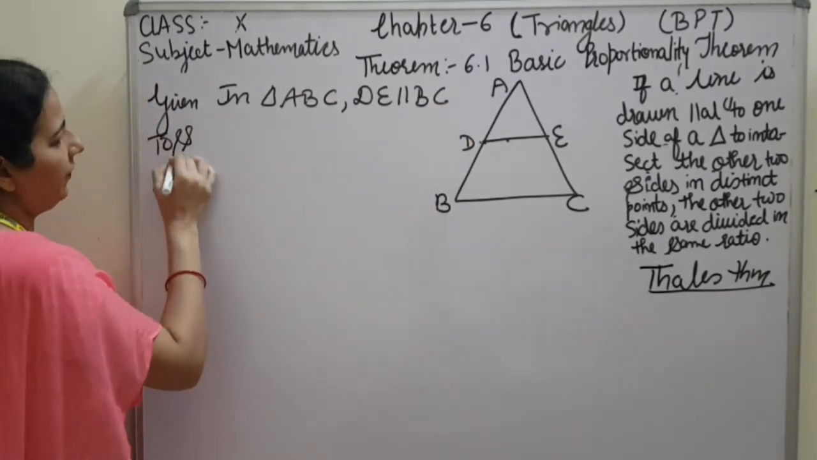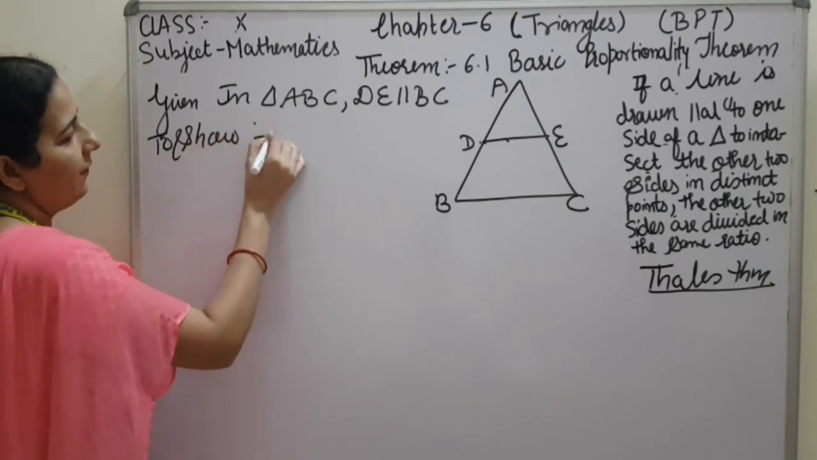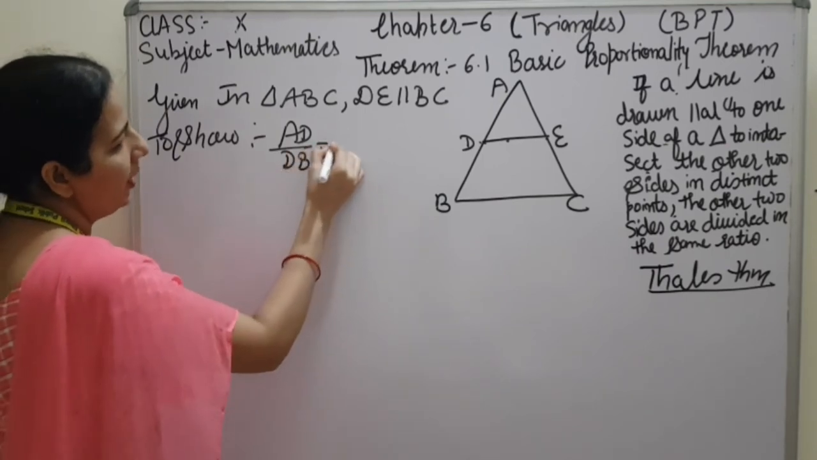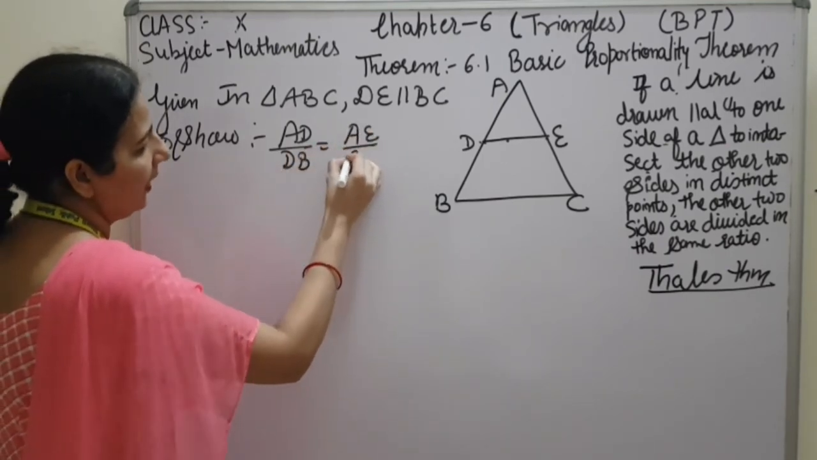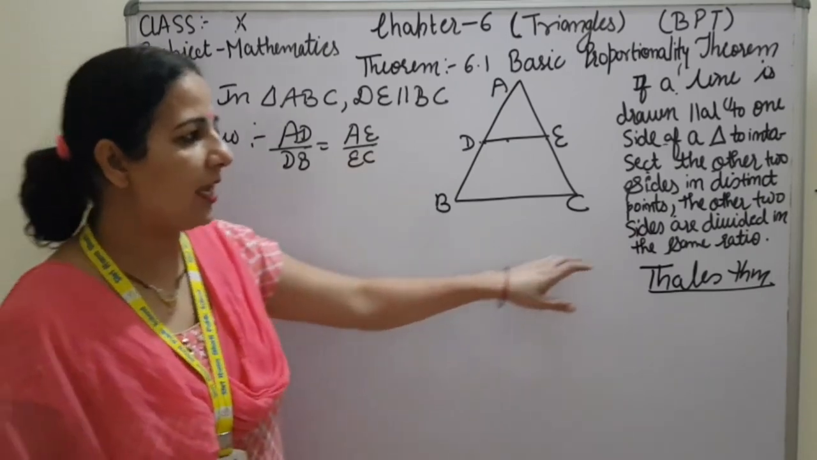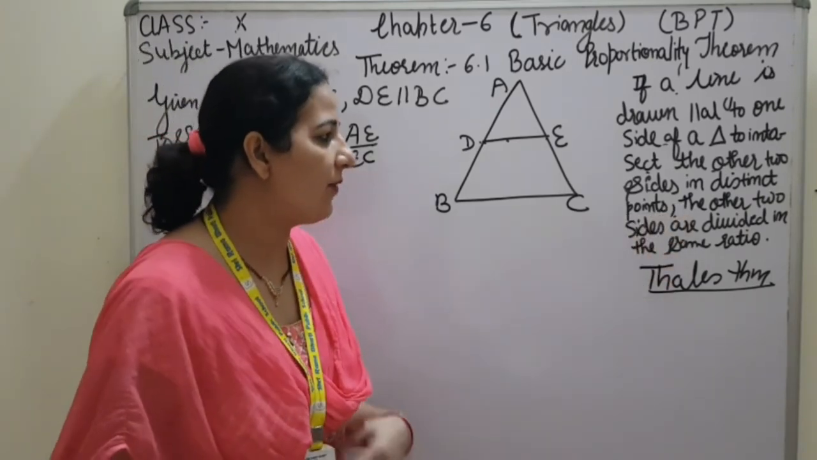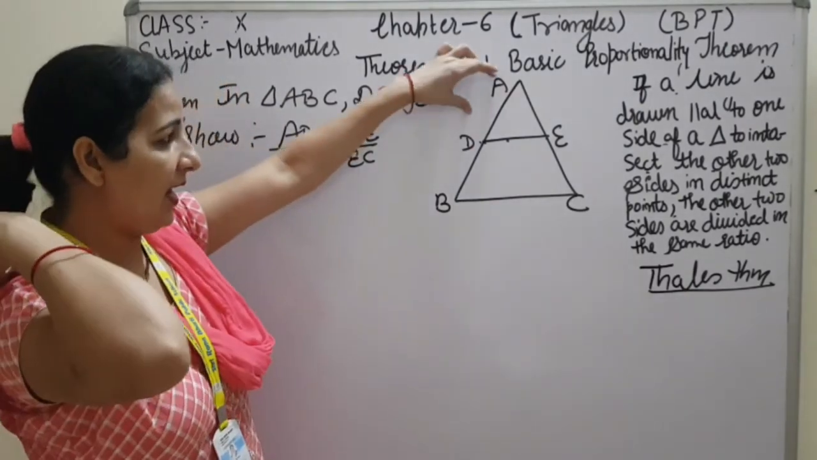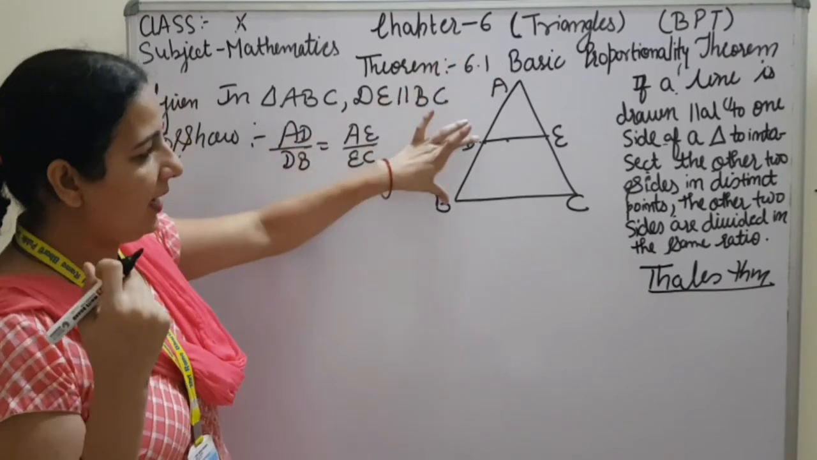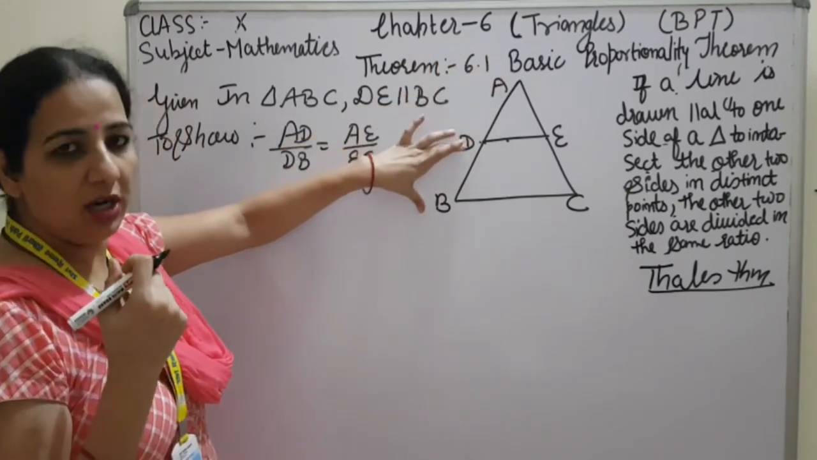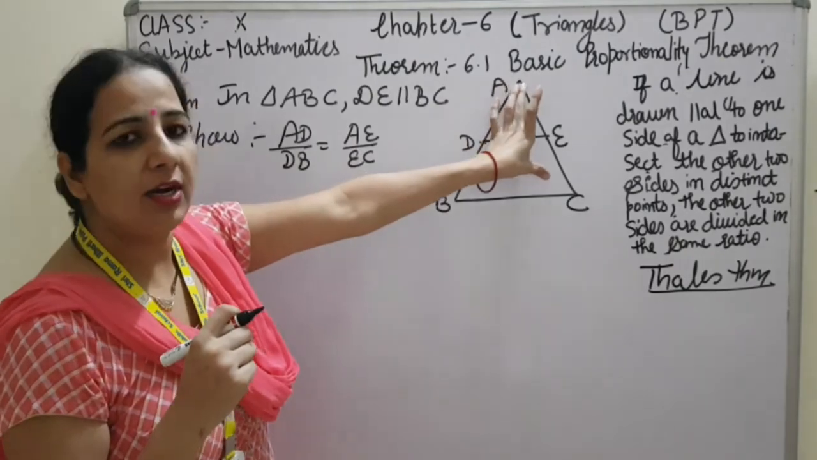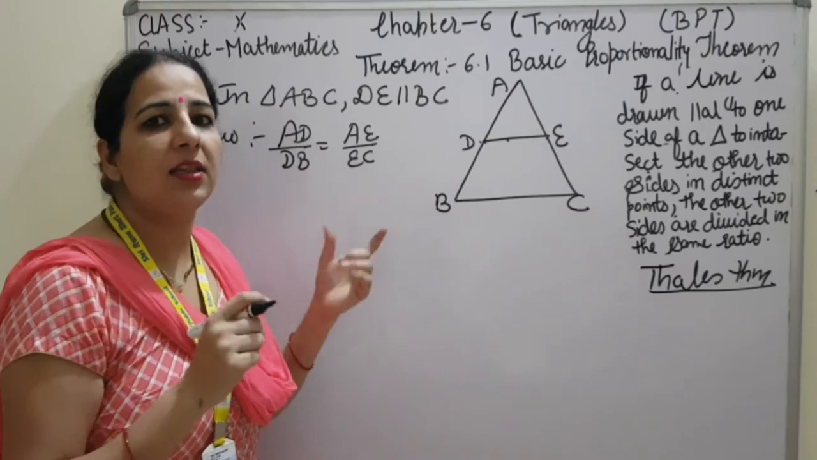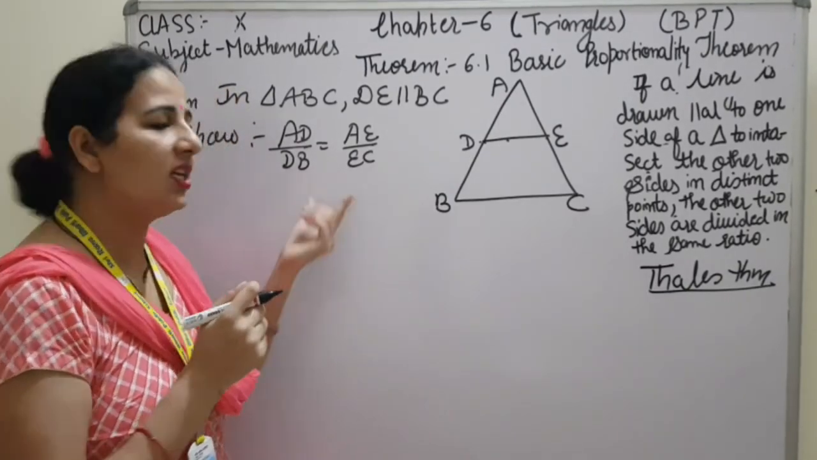To show, what we have to show in this theorem, is that AD upon DB is equal to AE upon EC. Because they have written the other two sides are divided in the same ratio. Divided in the same ratio means AB is divided by AD and DB, so I have taken AD upon DB to calculate their ratio, and to calculate the ratio of this side it is AE upon EC. Their claim is that it will divide in the same ratios. So we have to show this.